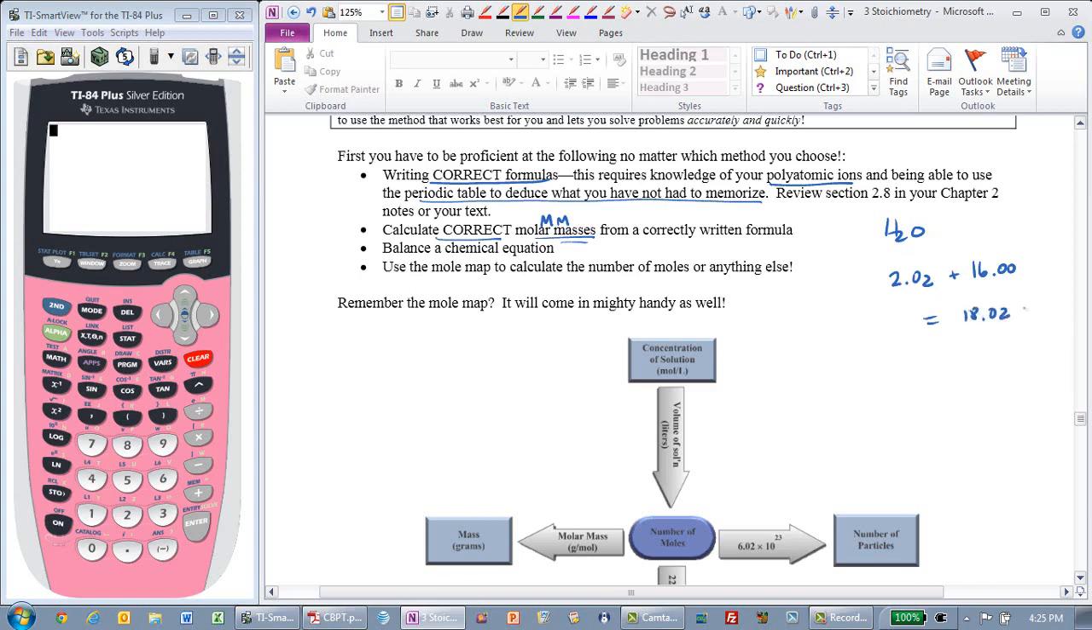Now, you don't need to memorize molar masses. You don't need to memorize atomic masses. But at some point, you use them so often, you kind of end up remembering them out of self-defense. All right, then you've got to be able to balance the chemical equation, and you've got to be able to figure out the number of moles any way you wish. I'm going to show you a mole map.